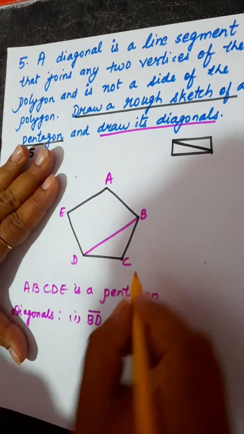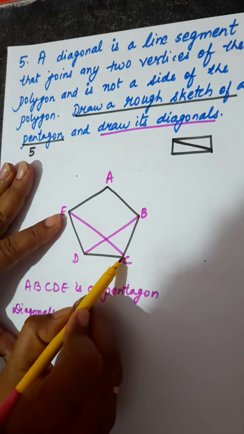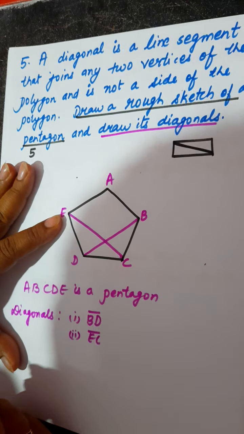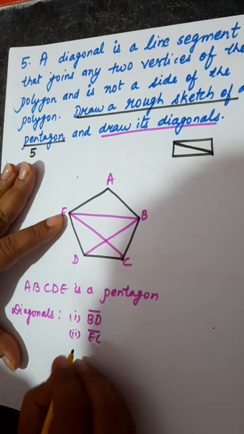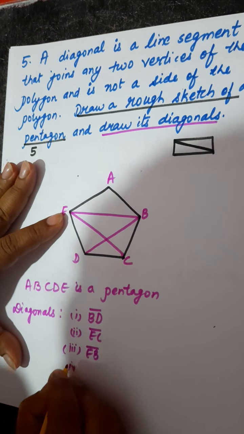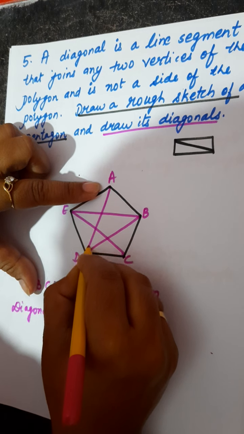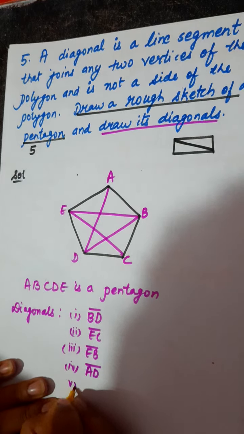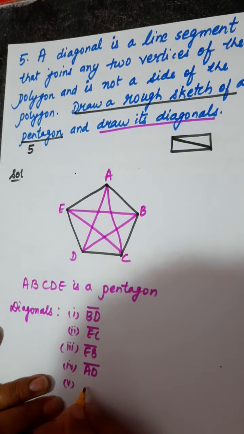Next I have to join this EC. This is my second diagonal. So second I have EC. Okay. Then I will join this EB. This is also a diagonal. This EB is also a diagonal. Next, vertex A with D, AD. Then fifth, if I join this A with C, AC.